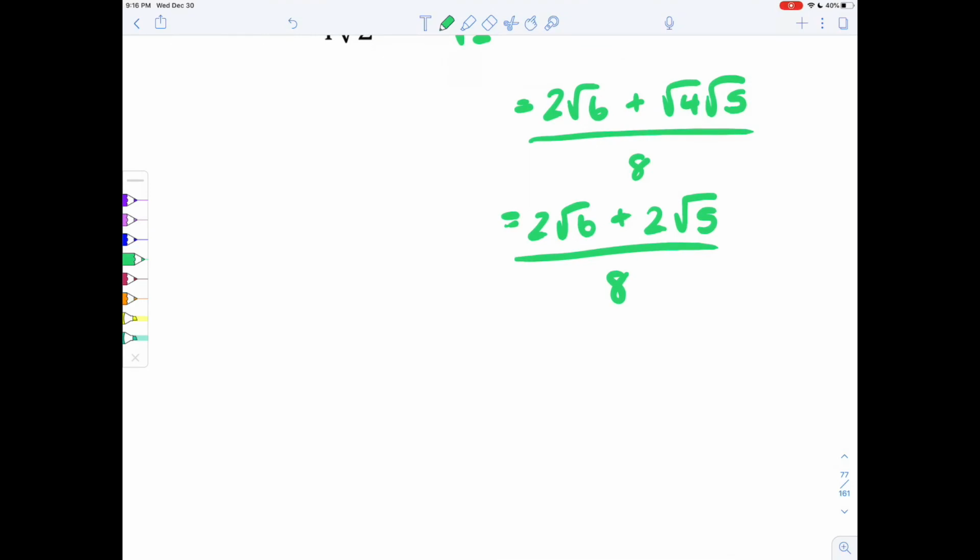And now that I've gotten to this point, I'm looking, well, look at all of my whole numbers. Are all of my whole numbers divisible by a common factor? That is, in fact, true. They are all divisible by 2. So 2 root 6 just becomes root 6. 2 root 5 just becomes root 5. And 8 becomes 4.